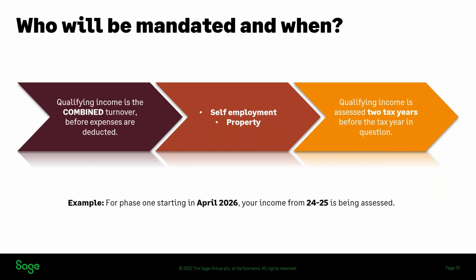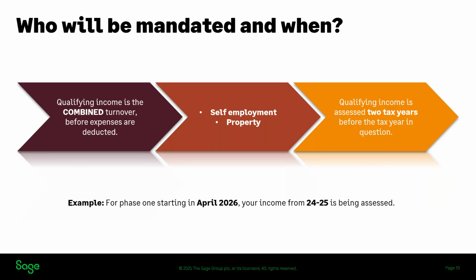So for example, for phase 1 starting in April 2026, your income from 24-25 is going to be assessed. So that's how you are assessed on whether you will qualify for April 2026. And then, the same again for April 2027, you'll be assessed 25-26, so on and so forth.